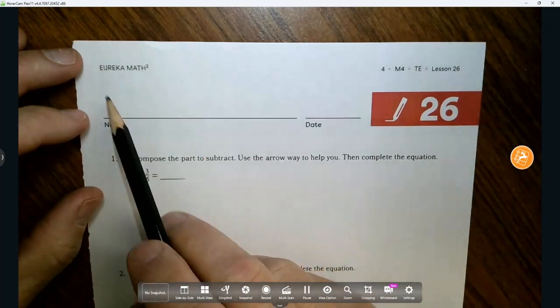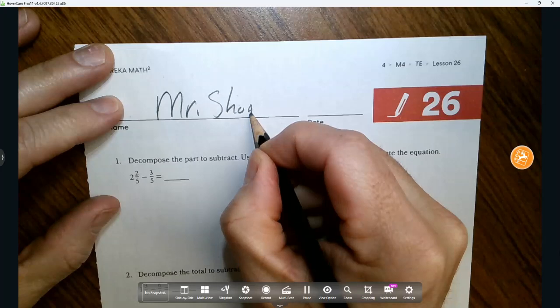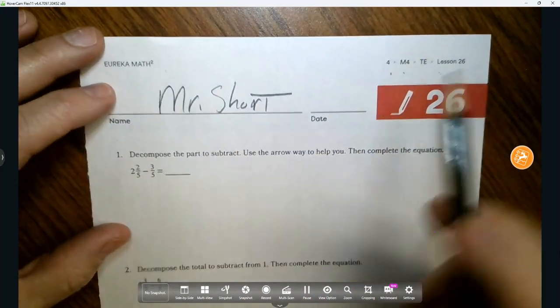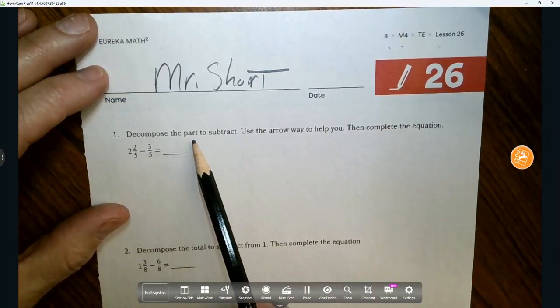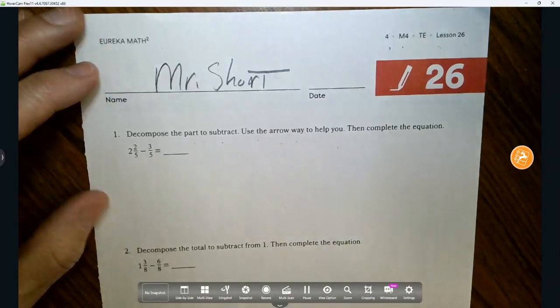All right. Eureka Math Squared with Mr. Short. Fourth grade, Module 4, Lesson 26. Decompose part to subtract. Use the arrow way to help, then complete the equation.